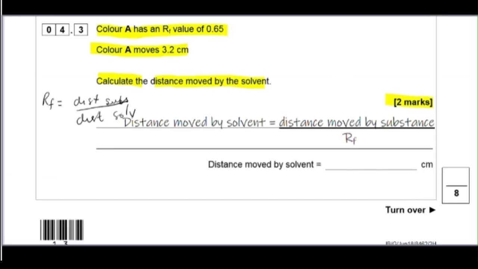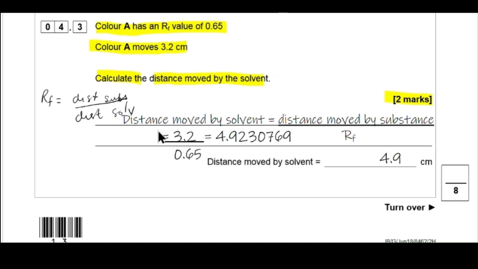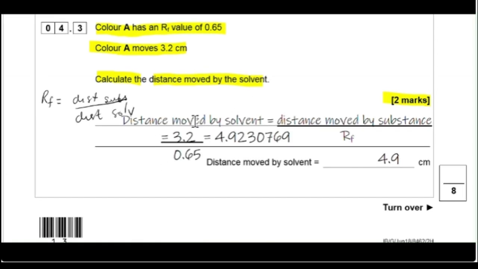All we need to do then is sub in these numbers, crunch your calculator. You get a very long number which you will reduce down to 2 significant figures, at 4.9 centimetres.